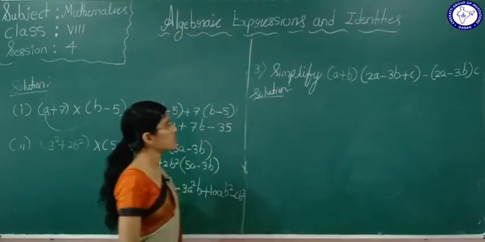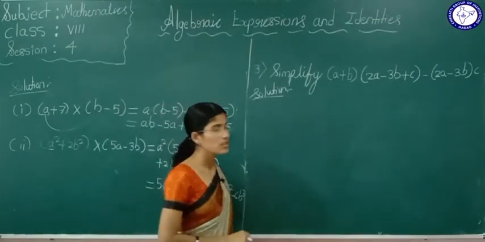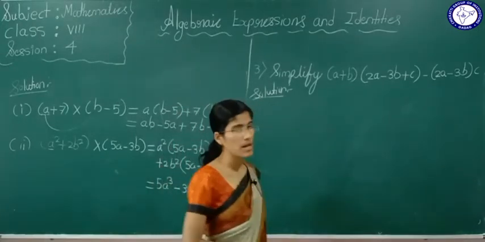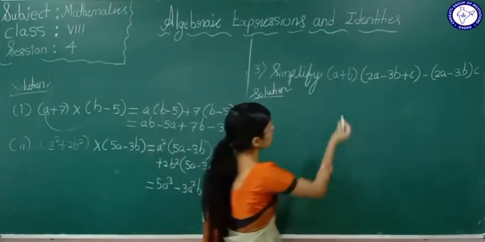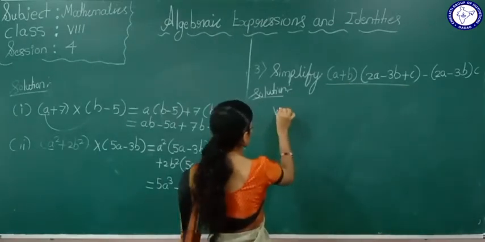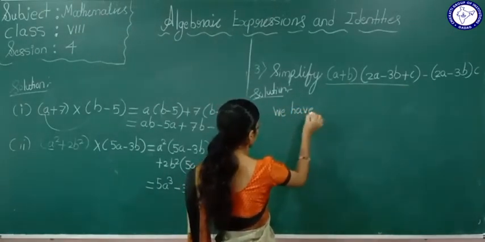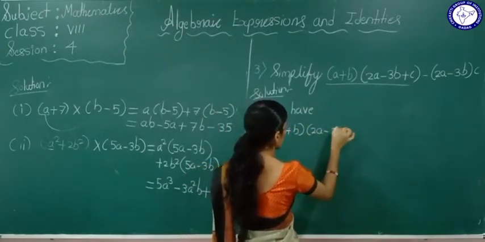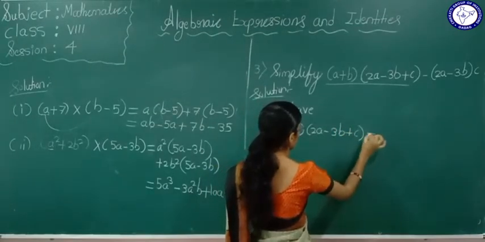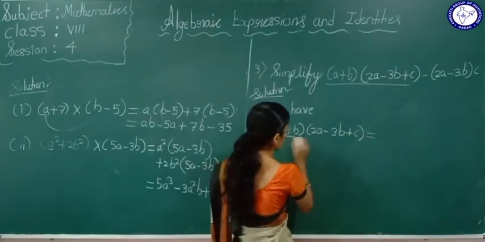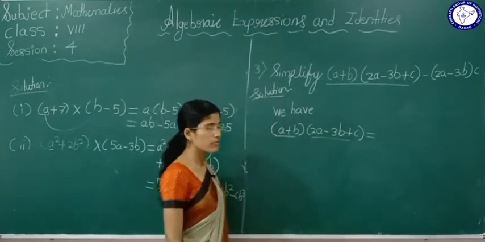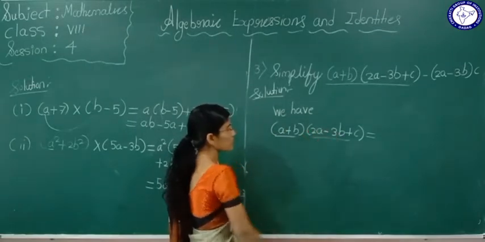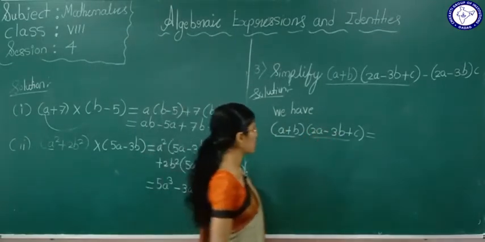Now see, they have told us to simplify a plus b multiplied by 2a minus 3b plus c, minus 2a minus 3b multiplied by c. Now what we will do, first we will simplify this. So we have a plus b multiplied by 2a minus 3b plus c. Now see, this is a multiplication of a binomial by a trinomial. What we will do? Each term of this binomial we will multiply with every term of the trinomial. Now what will it become?